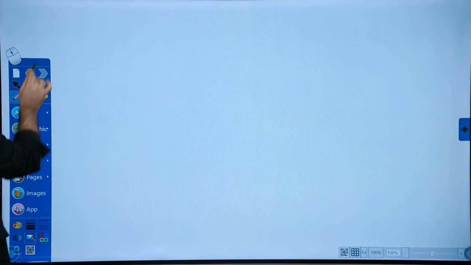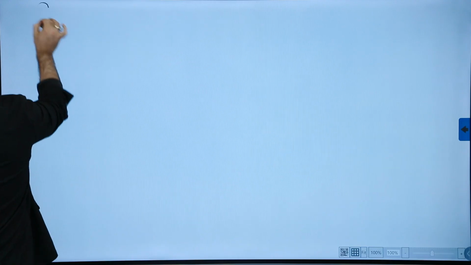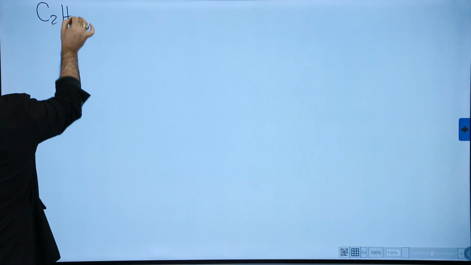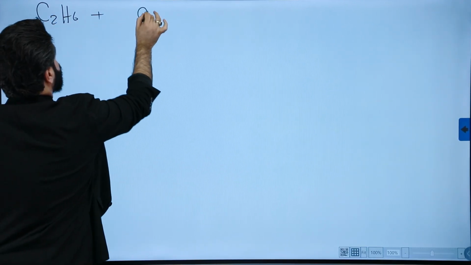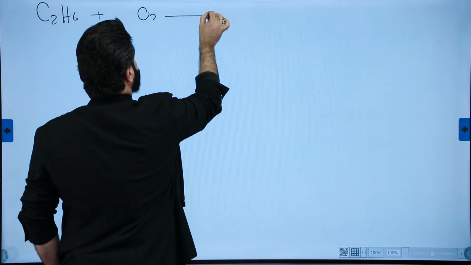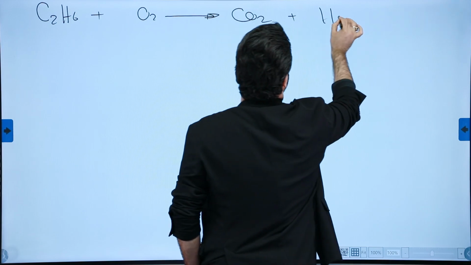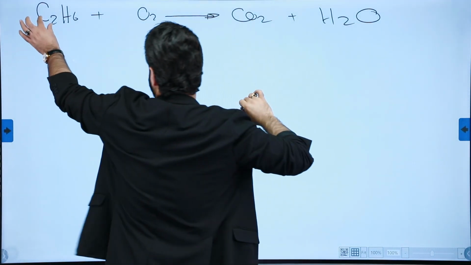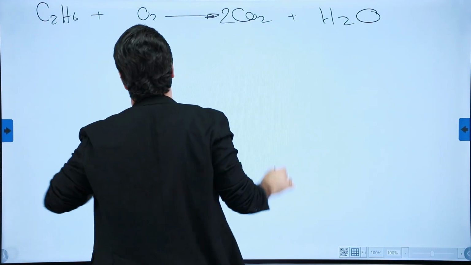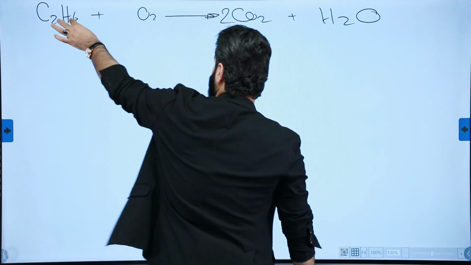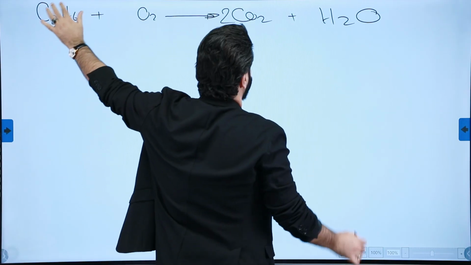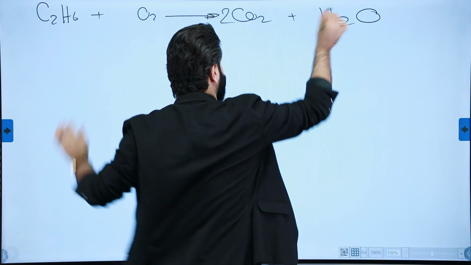Another one. C2H6 plus what? O2, to form CO2 plus H2O. Balance. Carbon is 2, here is 1. Multiply this by 2. Hydrogen, 6 hydrogens are there. Here we have 6 hydrogens, but here 2.